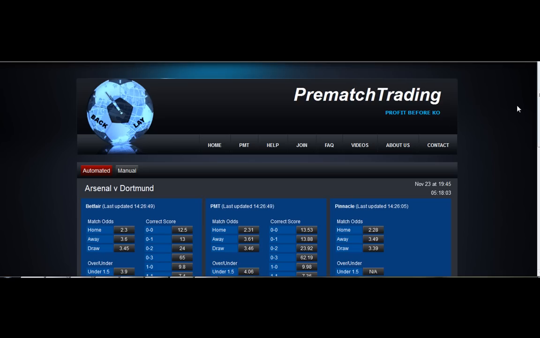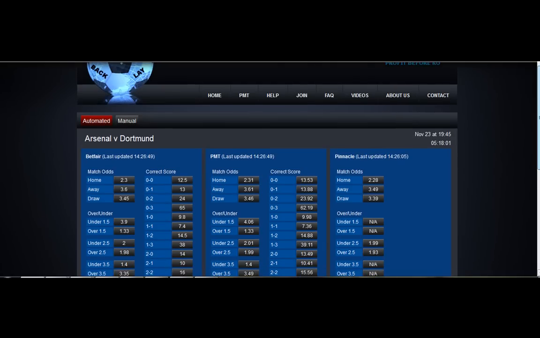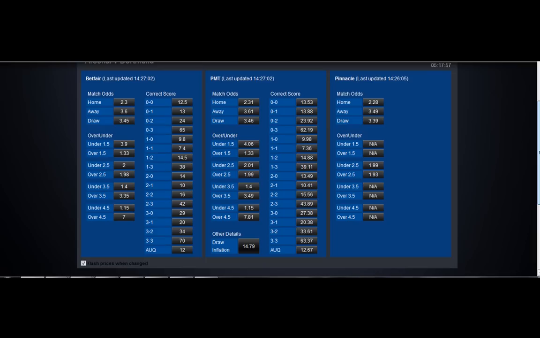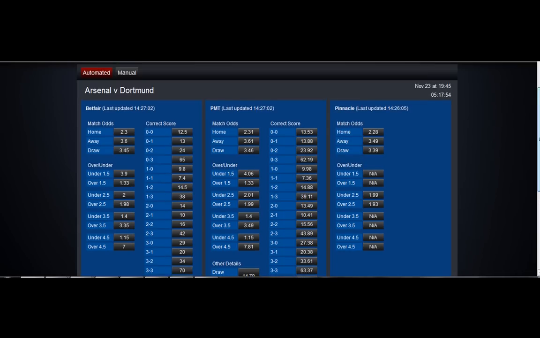So there's our manual page, and here is our new automation. It's only been in place about 3 weeks. It lists the 5 most liquid games via match odds, and you can see I just picked an example for tonight. The price flashes when it's taken.